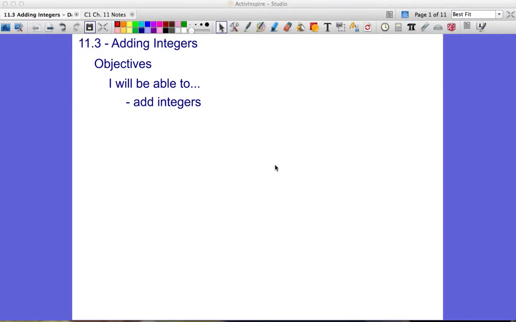Welcome to Lesson 11.3, Adding Integers. Today we're going to talk about how to add integers, but we're just going to talk about what it means when we add integers and how the symbols can help us. So I'm going to give you two methods that you can use, and then tomorrow we'll talk about the different ways of adding integers without using the manipulatives.